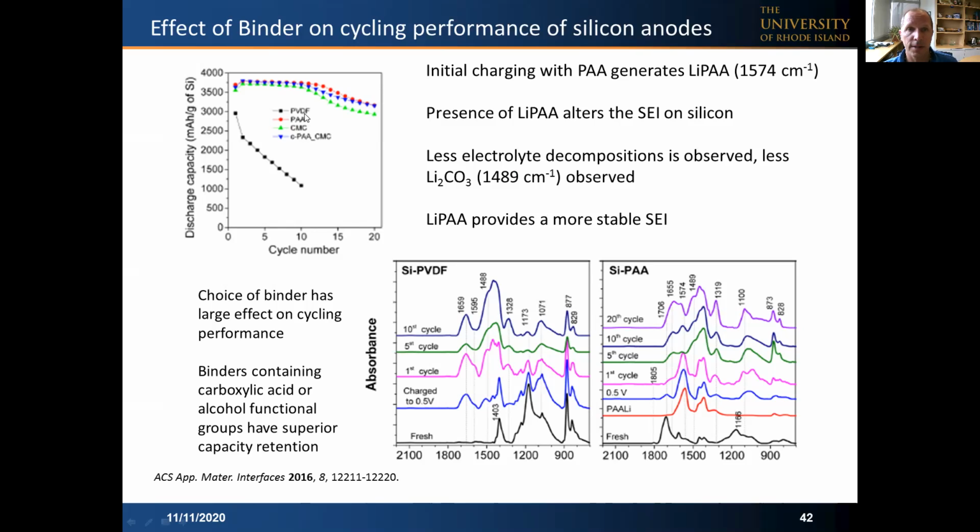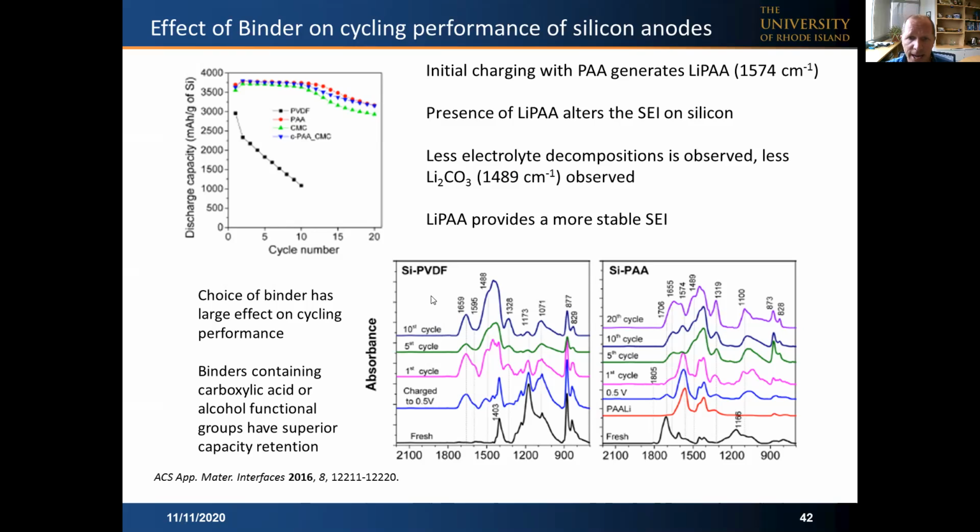However, initial investigations of PVDF with silicon anodes showed that PVDF did not work well with silicon anodes. And instead, what was utilized was polyacrylic acid or carboxymethylcellulose binders, and these ones worked very well. And so we wanted to go back and try and understand why these different binders work so well with silicon anodes, while they're fairly comparable with graphite anodes to the PVDF.